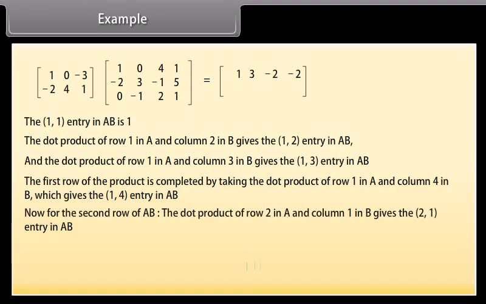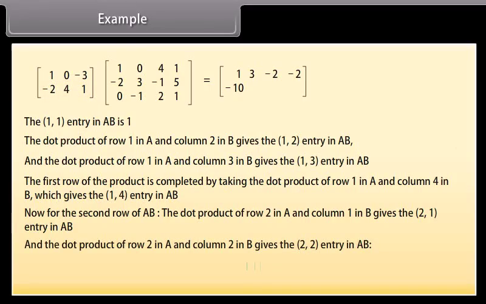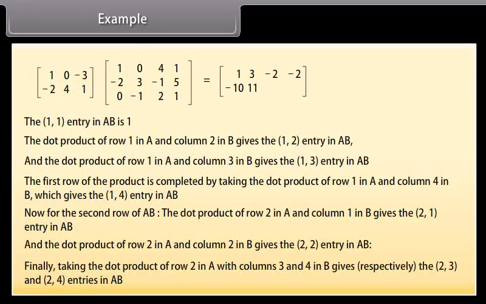Now for the second row of AB, the dot product of row 2 in A and column 1 in B gives the 2, 1 entry in AB. And the dot product of row 2 in A and column 2 in B gives the 2, 2 entry in AB. Finally, taking the dot product of row 2 in A with columns 3 and 4 in B gives respectively the 2, 3 and 2, 4 entries in AB.